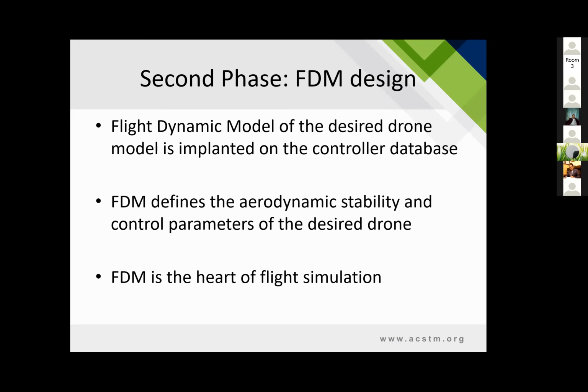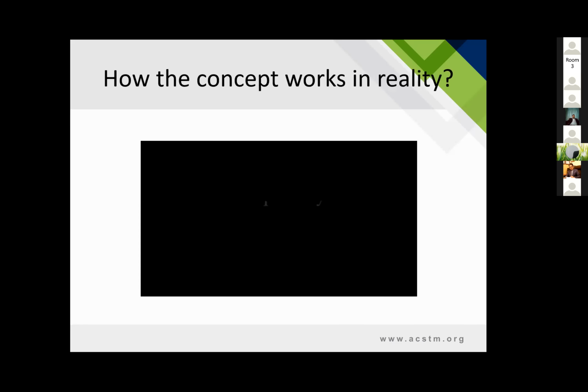Now in the second phase, we need to implement the flight dynamic model for this design. The flight dynamic model is the main heart of this total programming, because in the flight dynamic model, you describe the aerodynamic and the performance characteristics of our system. Now, this is the video of what we have done so far, to give you a good idea of how it works.